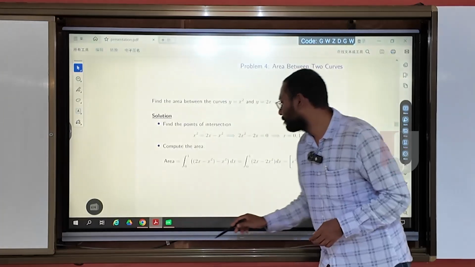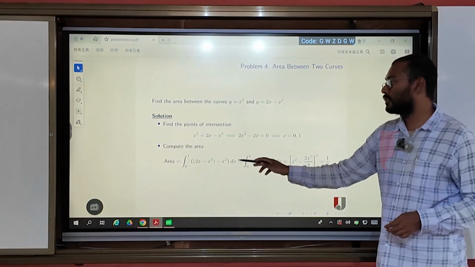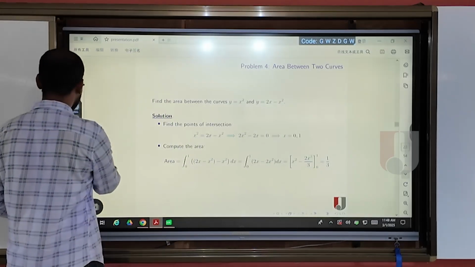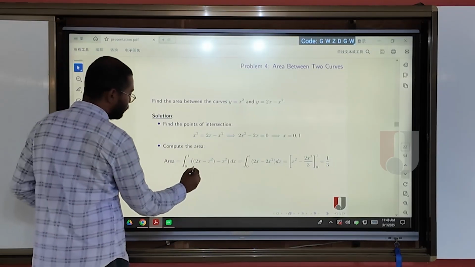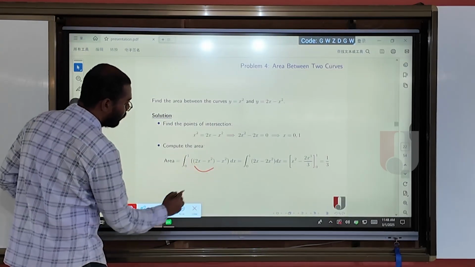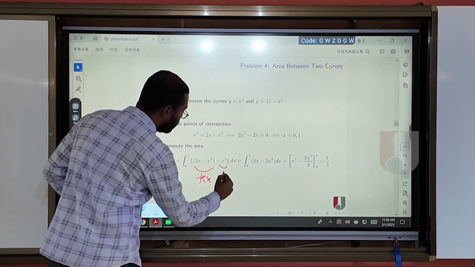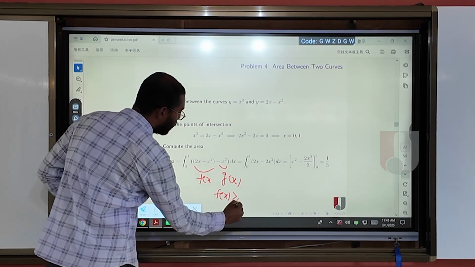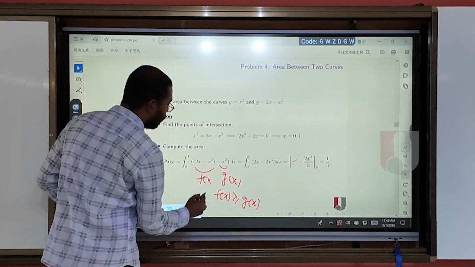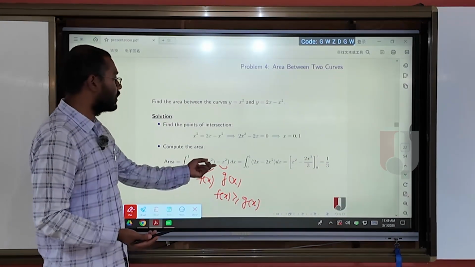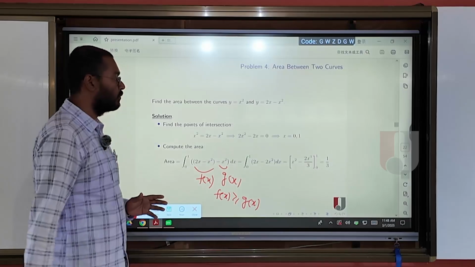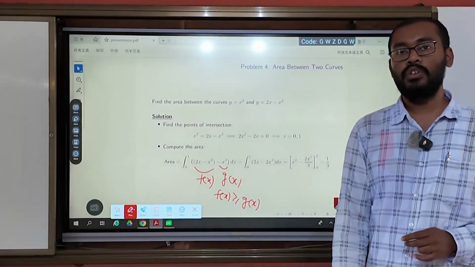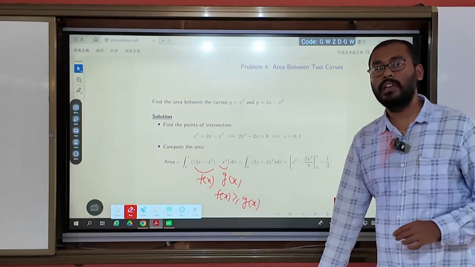So it is 2x minus x square minus x square, because this is my f of x and this is g of x, and here also you can see that f of x is greater than or equal to g of x. Which curve is above and which curve is below, that thing we first have to understand. So for solving such type of problem, we first have to draw the graph, otherwise we cannot solve.